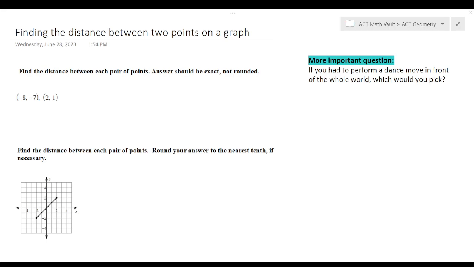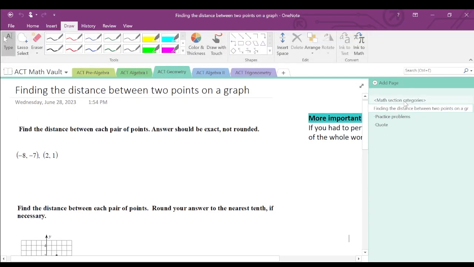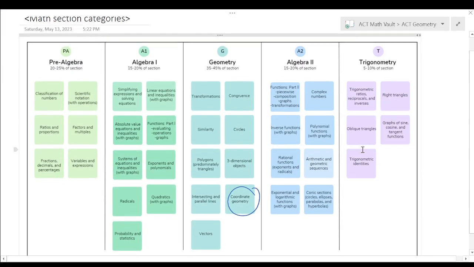Here are the two problems that we'll do, and to make sure we don't take ourselves too seriously, let's think about the fun question. If you had to perform a dance move in front of the whole world, which would you pick?